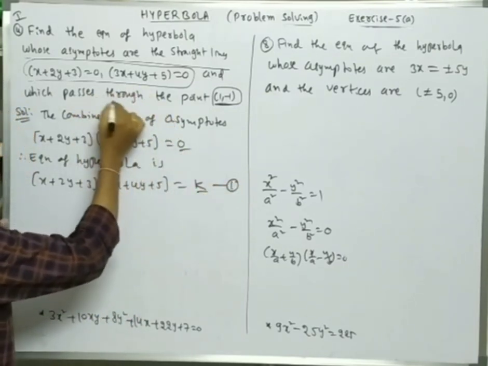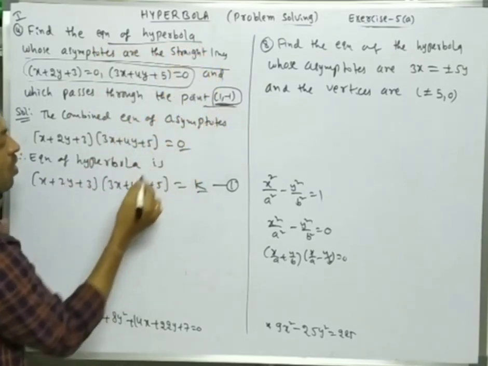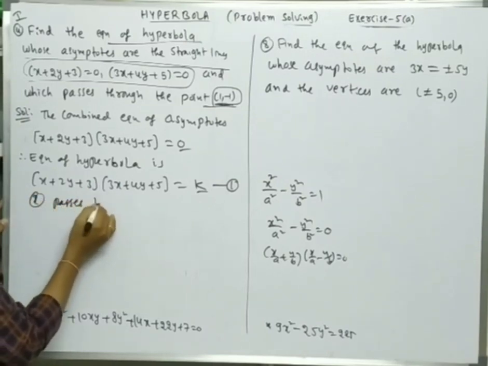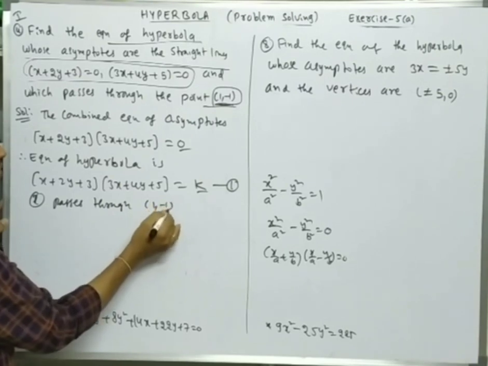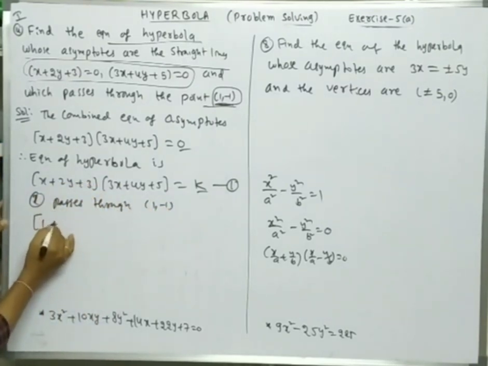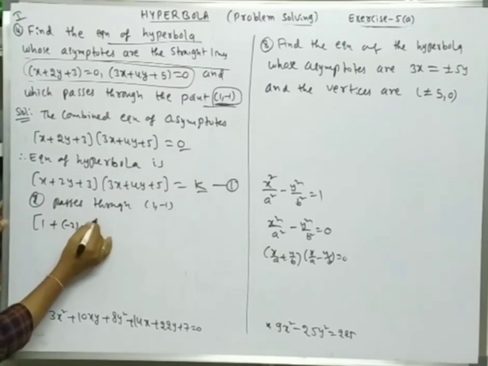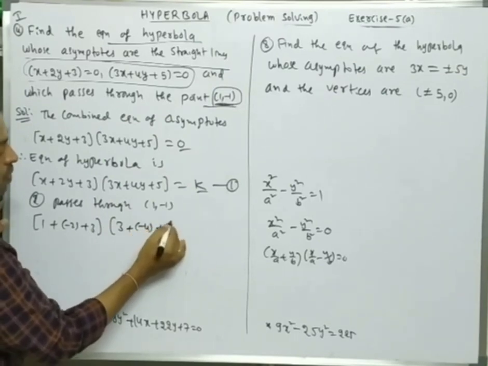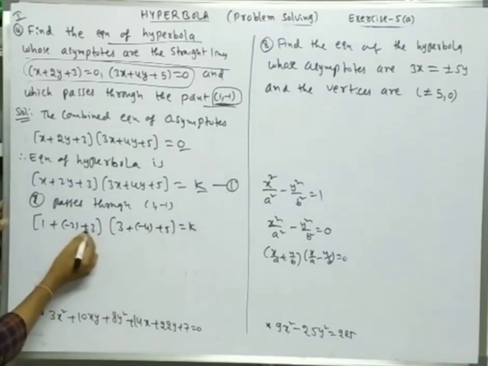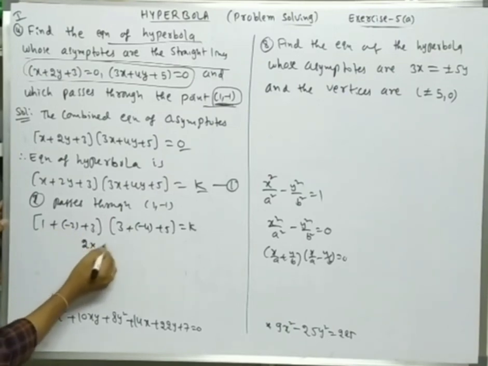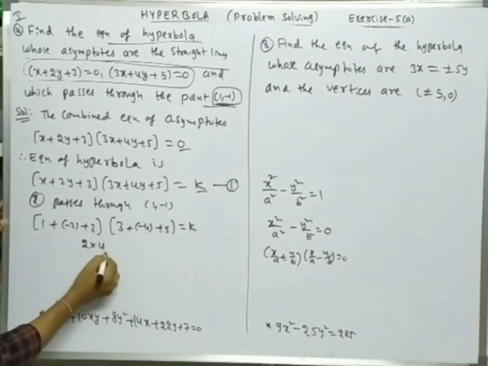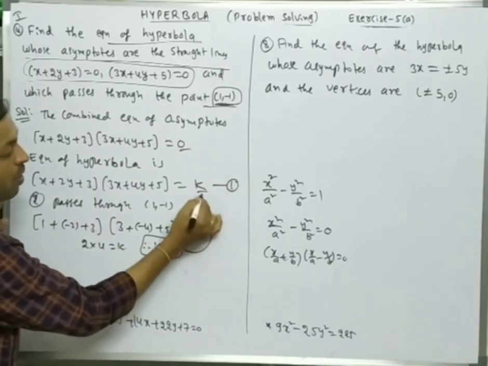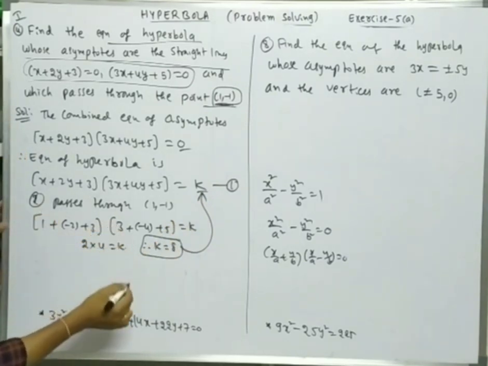Now it is given that this hyperbola passes through (1, -1). Therefore substitute here: (1 + 2(-1))(3(1) + 4(-1) + 5) is equal to k. Wait, with the terms: (1 - 2 + 3)(3 - 4 + 5) = k. So 3 plus 1 is 4, minus 2 is 2; 3 plus 5 is 8, minus 4 is 4; so what is the value of k? 8. Substitute the value of k here, then you will get the combined equation.